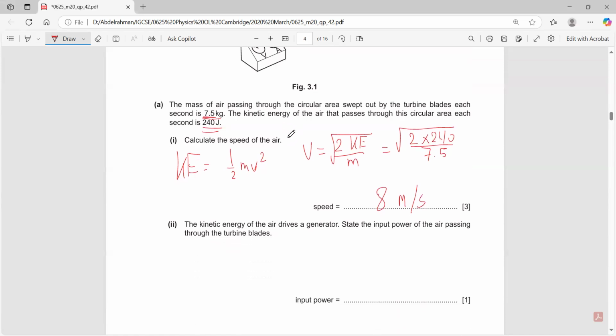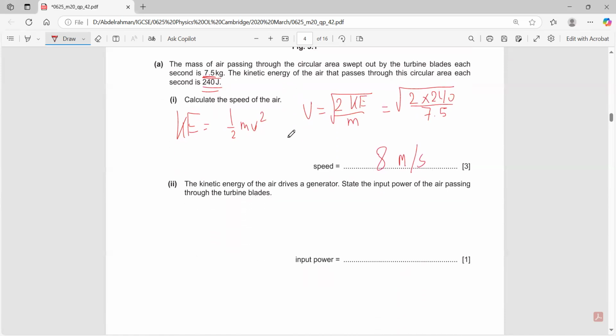Kinetic energy of the air drives the generator. State the input power. What is the input power? Power equals energy over time. What is the energy? It's the kinetic energy, 240. What is the time taken? Each second, so 1 second. Basically, it's 240 watts.